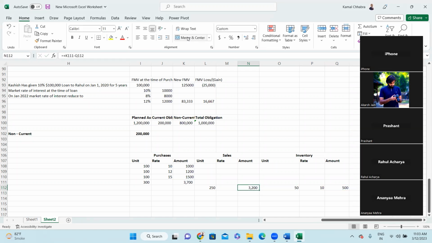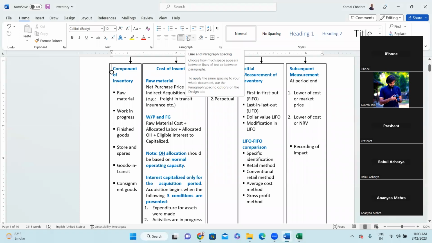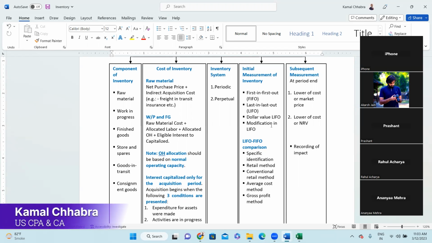Now, if you are using dollar value LIFO, any idea about dollar value LIFO? I think this is a new concept for you. Have you heard this before? Dollar value LIFO? I had read something about it in CFA, sir. Okay, a modification of LIFO. This we will discuss. These are new concepts. And then LIFO to FIFO comparison also we will be studying, which is specific identification, retail method, conventional one. Sorry.